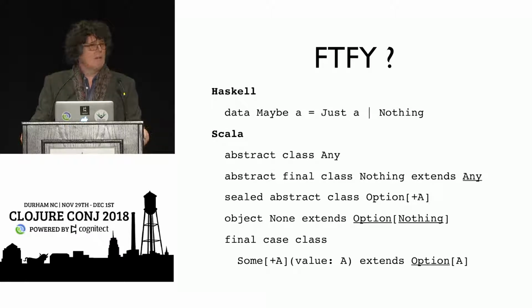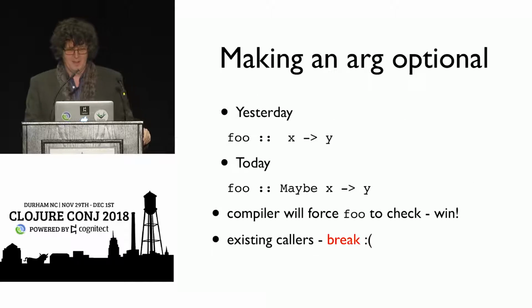But in Haskell, there is a type called Maybe. It's a parameterized type, right? Maybe of some type A, and it has two constructors. You can have just an A, or you can have nothing, which is our nil. And then Scala uses a lot of things to make that same kind of thing-ish, somewhat. So I think we'll stick with the Haskell version moving forward.